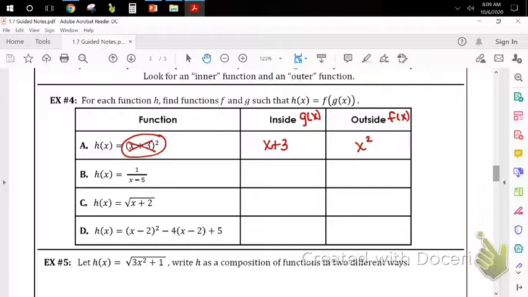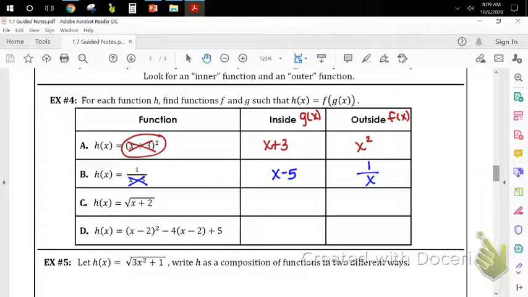So let's try B. B says h of x is equal to 1 over x minus 5. Our inside, what is with the x? Well, in the denominator, we have x minus 5. So let's let that be our inside, and let's x that out. And so what do we have left for the outside? Well, we have 1 over our x.